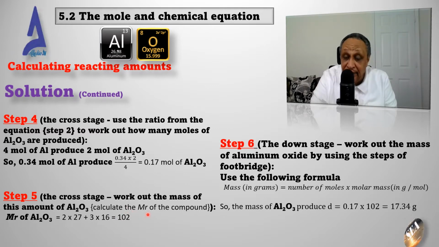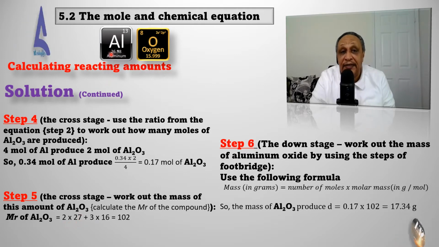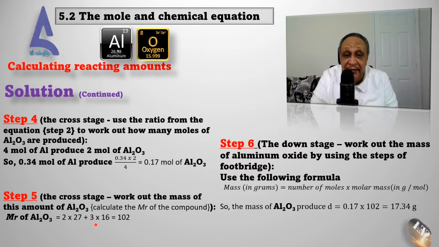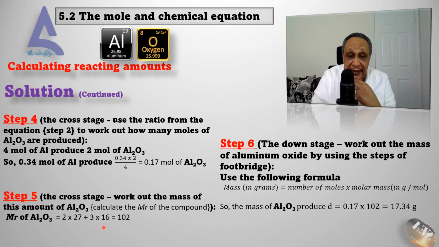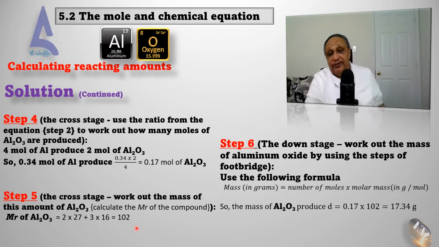relative molecular formula of the compound, which is equal to 2 multiplied by 27, which is for the aluminum, and then 3 times 16, which is for the oxygen. If we make the calculations, it's going to be 102.